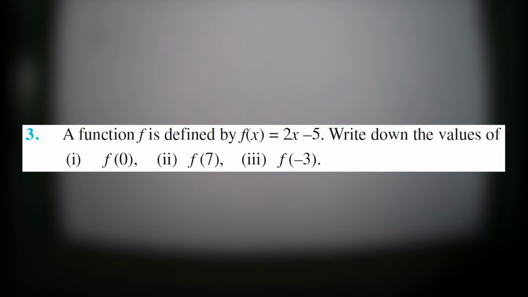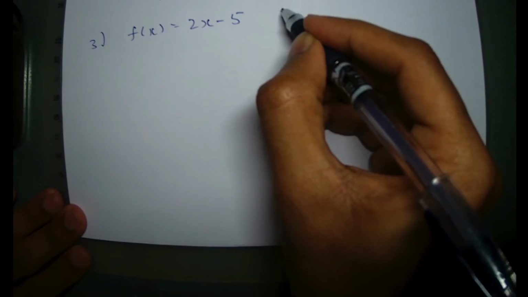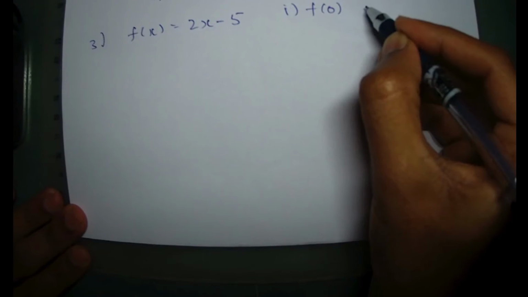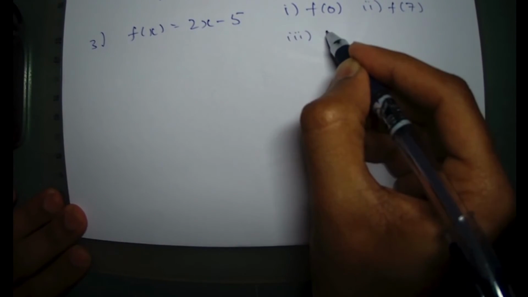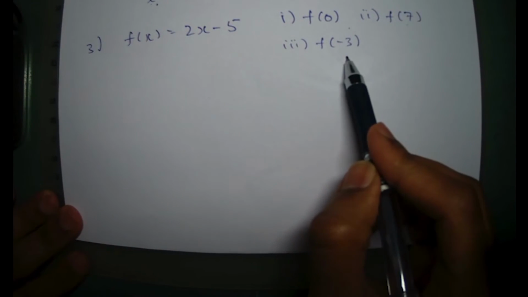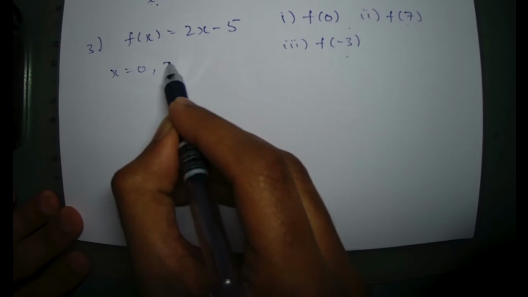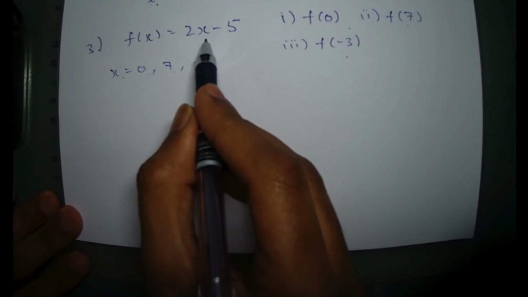Coming to the third question, a function f is defined as f of x is equal to 2x minus 5. So we have to write down the values for the following cases. We have f of x is equal to 2x minus 5, and we have to find first one f of 0, second one f of 7 and third one f of minus 3. So by f of 0, f of 7, f of minus 3, they mean that x should be equal to 0, 7 and minus 3. So we have to substitute x is equal to 0, 7 or minus 3 in 2x minus 5.